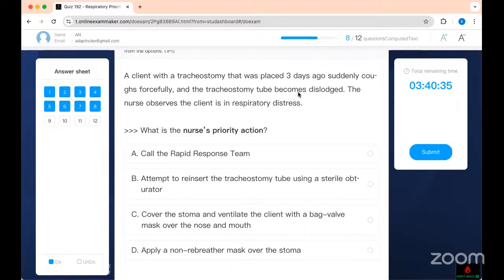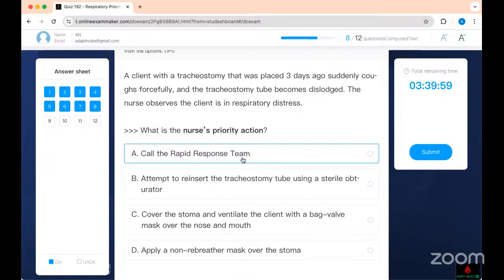The key is if the tube was placed and it came out within 7 days, never put it back. That is the content. That is the concept. If it's placed within 7 days and it came out, don't put it back. Cover the neck with gauze and give them oxygen through the nose. Rapid response, yeah, they will come and help you. But you can do something without calling rapid response. You do that before you call them.